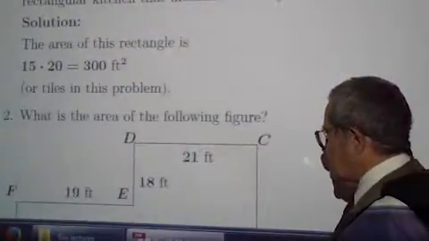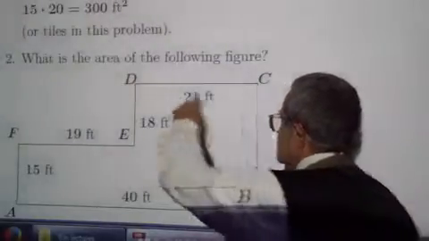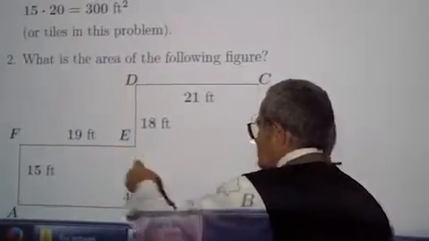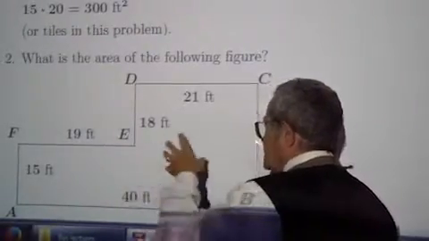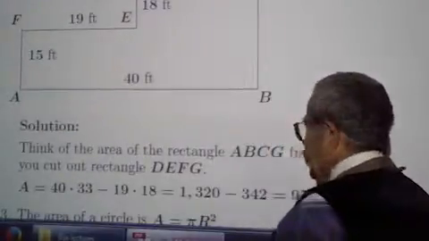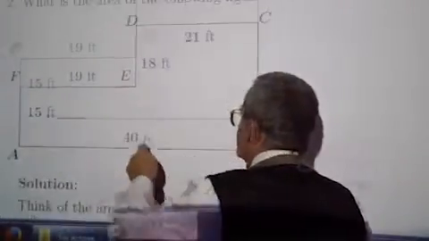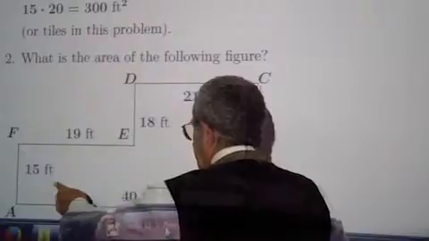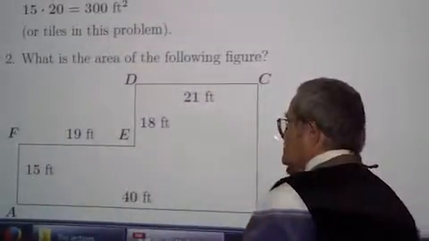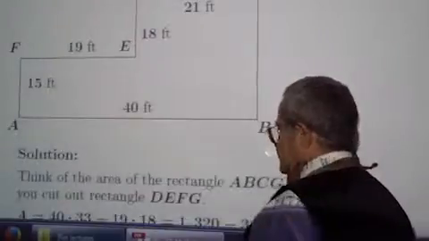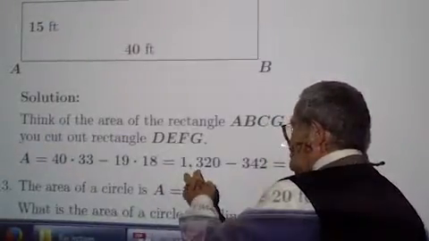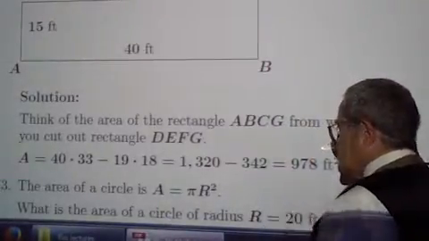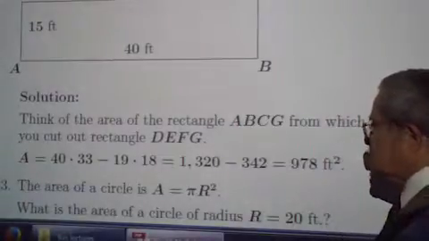What is the area of the following figure? You can make it a full rectangle from which you cut out a corner, or you put a line here, or a line here, and do the individual rectangles. The way I did it, I took the total, which is 40 times this measure, which is 18 and 15, 33. And from that, I subtracted 19 times 18 square feet. So it's 1,320 minus 342, which is supposed to be 978 square feet.